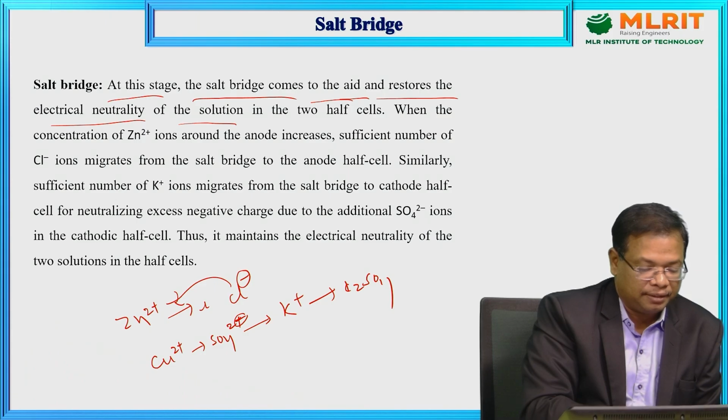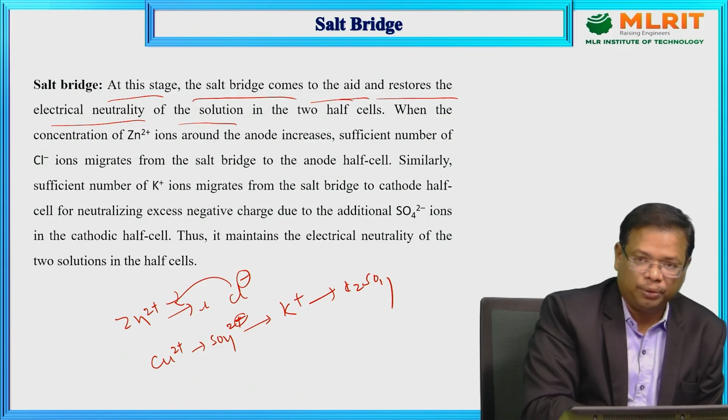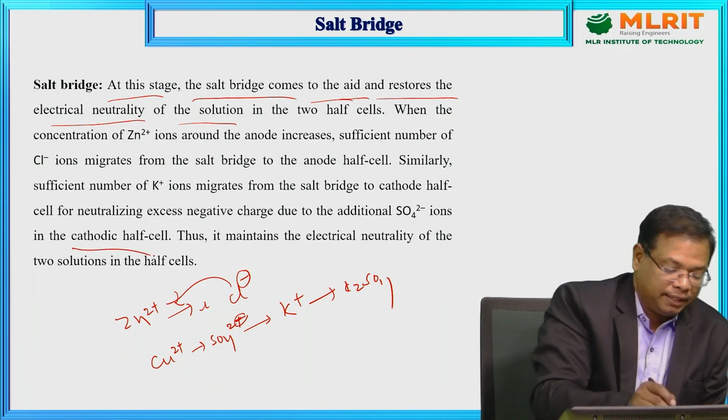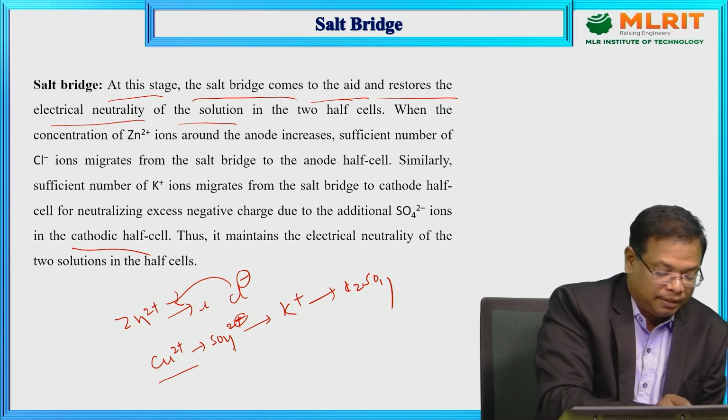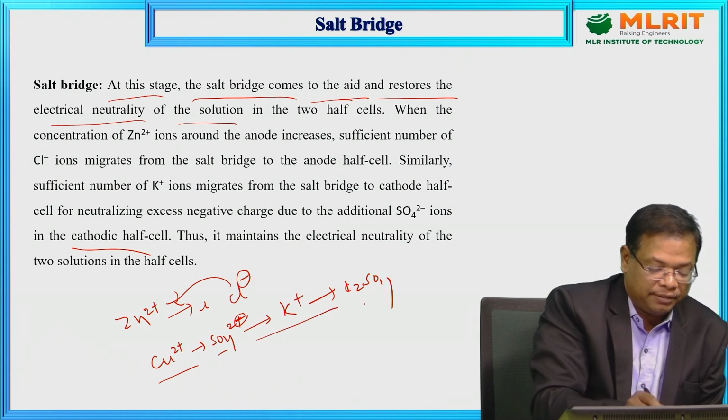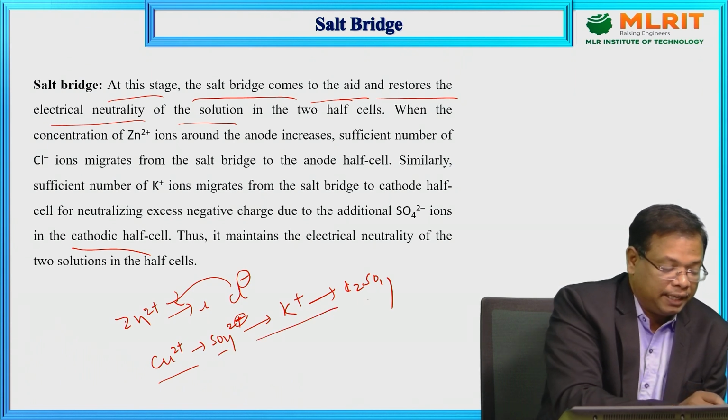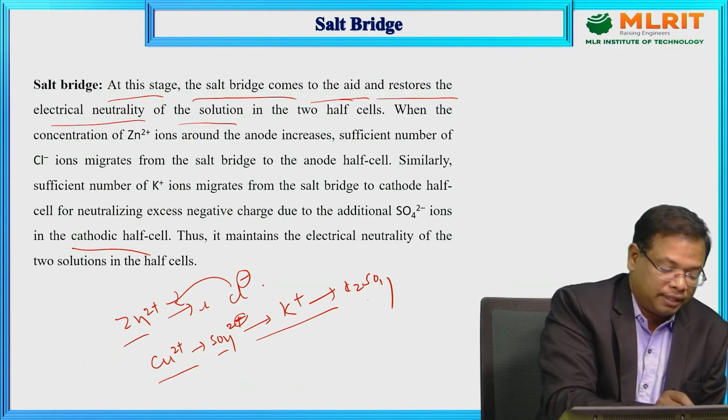So this is the function which happens in the two half cells. In the cathodic half cell, copper SO4 2- gives rise to K2SO4, and in the anodic cell, Zn2+ with Cl- from the salt bridge becomes ZnCl2.